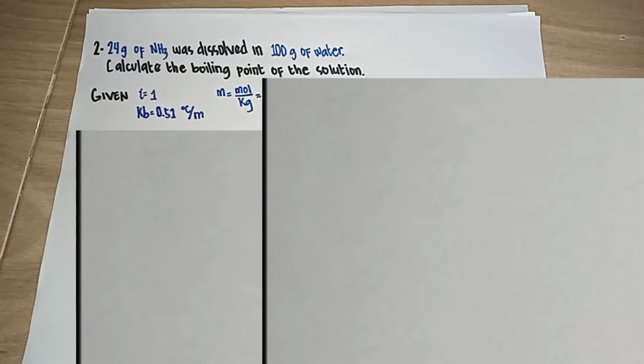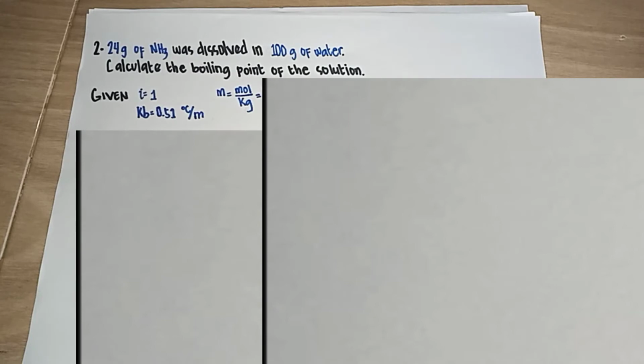Why 1? You can notice that the compound used as our solute, NH3, the ammonia, is composed of the elements nitrogen and hydrogen, which are both nonmetals. They are molecular and not ionic. So automatically the value of i is 1. For our Kb naman, which is the boiling point elevation constant, is 0.51 degrees Celsius per molality.